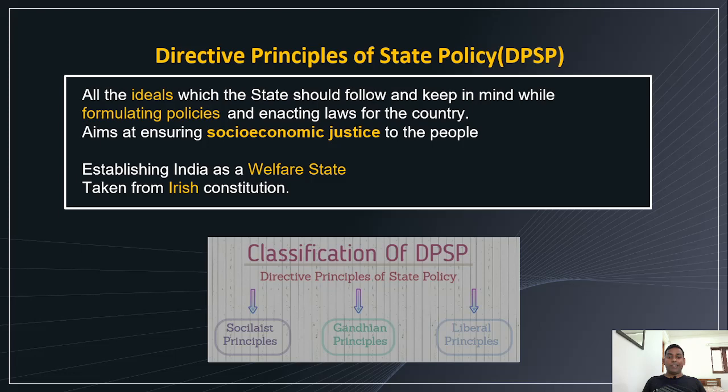It aims to establish or ensure socio-economic justice to the people, and it was taken from the Irish Constitution. Directive, Irish. Okay, and different forms: socialist, Gandhian, and of course liberal principles. Okay, these are some of the principles based on which the concept was created. Directive principles of state policy was created. So it's used to establish a welfare state. These are the things to be taken care of while formulating policies.